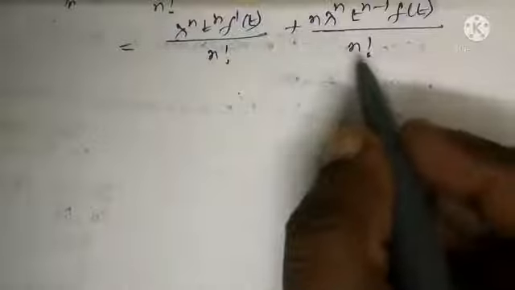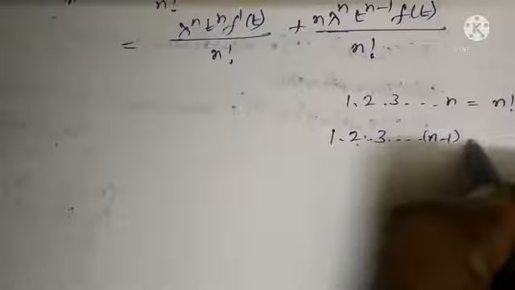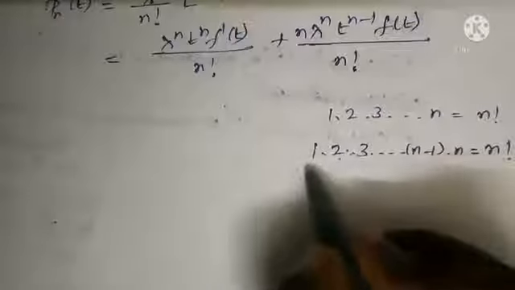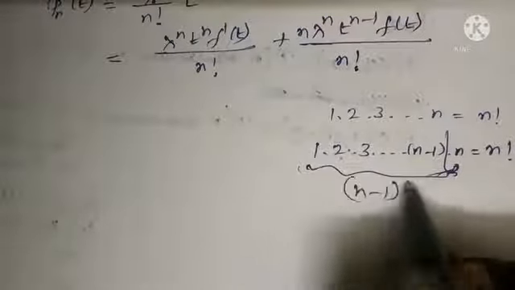You know n factorial is 1 into 2 into 3 up to n. Its previous term is n minus 1, right? 1 into 2 into 3 into n minus 1 into n is n factorial. So if you write this as 1 into 2 into etc., the term n gets cancelled, and the rest becomes n minus 1 factorial.